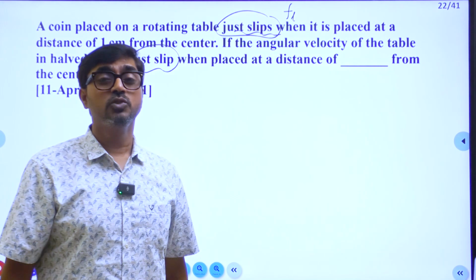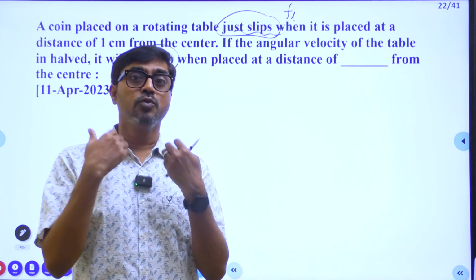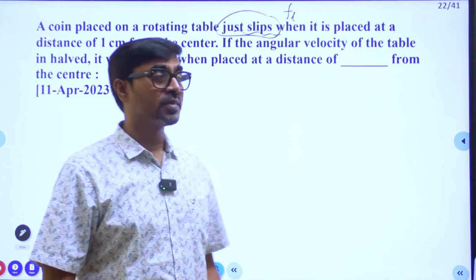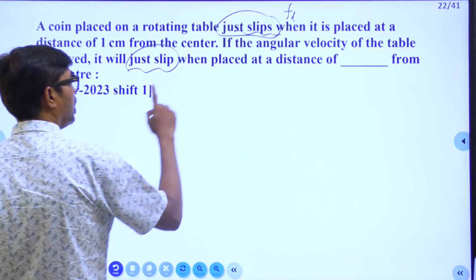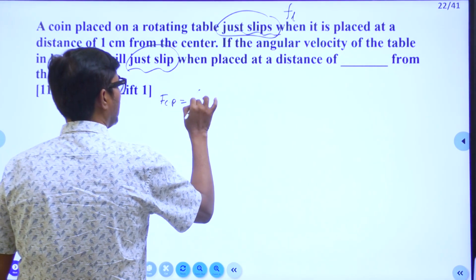But what is the force which is producing centripetal acceleration here? Don't say centripetal force. Centripetal force is just the name of that force. And here the centripetal force is friction. Only the frictional force is acting horizontally, and that too static friction. And when it is about to slip, the centripetal force is going to be limiting static friction.